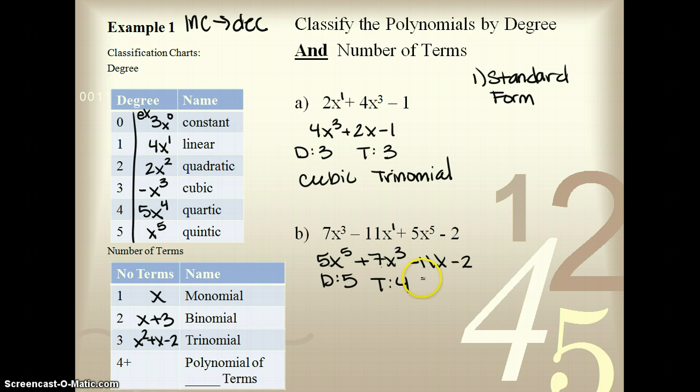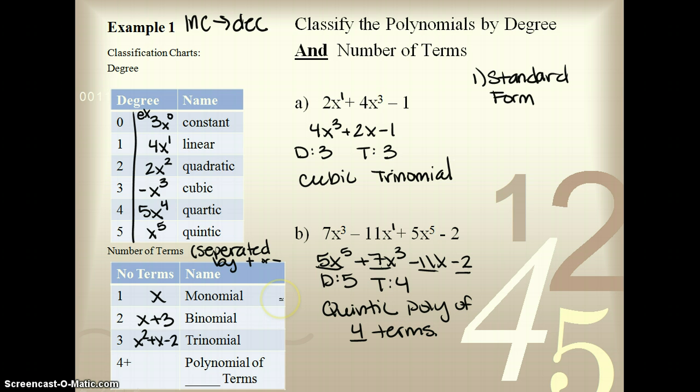If you're wondering how I'm getting the number of terms, a term is separated by an addition or subtraction symbol. Okay, so there's 4. So we have 1, 2, 3, and 4. So again, now we just go to our charts. If the degree is 5, 5 is quintic. And the number of terms is 4. 4 plus is poly of, so we have a quintic poly of 4 terms. And that would be how you properly classify a polynomial.